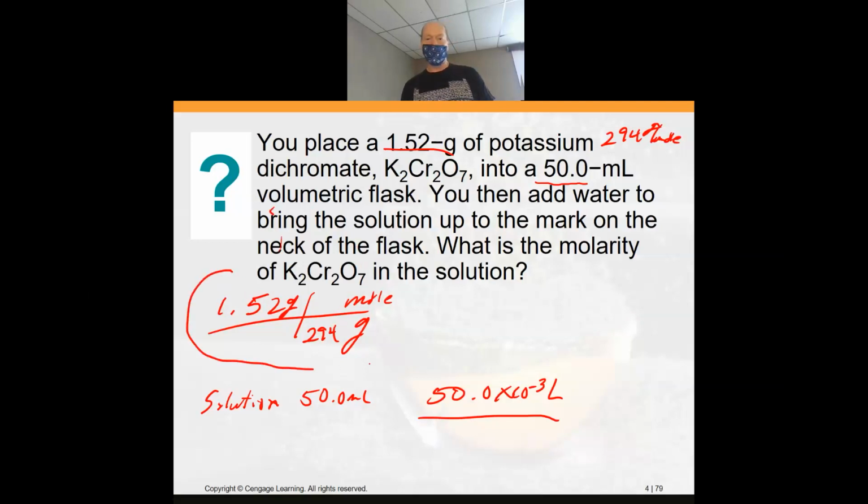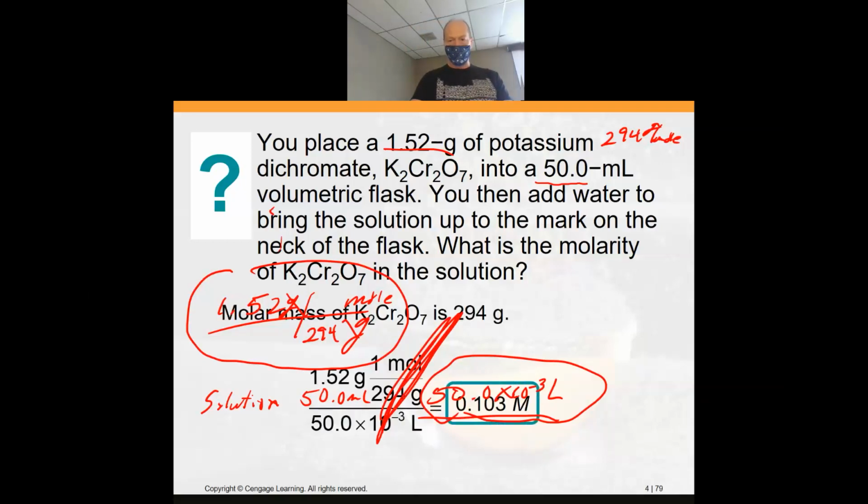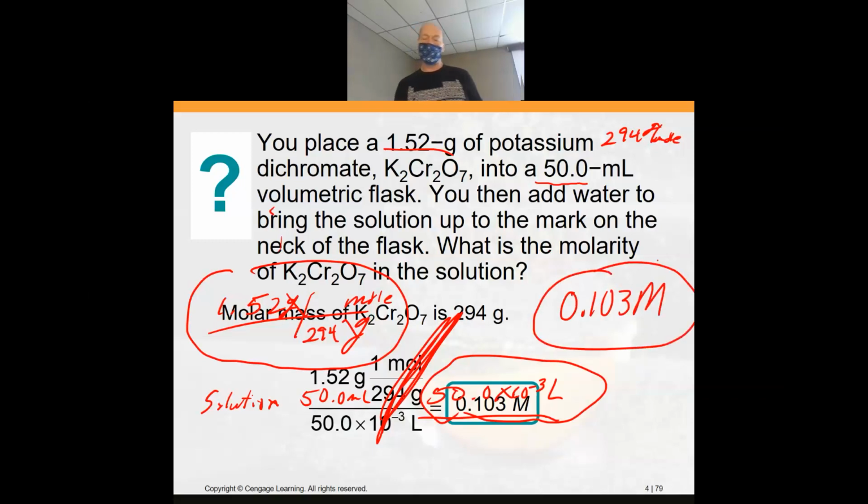That's your moles after the grams cancel. And there is your volume in liters. You simply divide those two numbers, and that is your moles per liter. And when you divide those two numbers, you get 0.103. And then you just have a capital M for molarity.